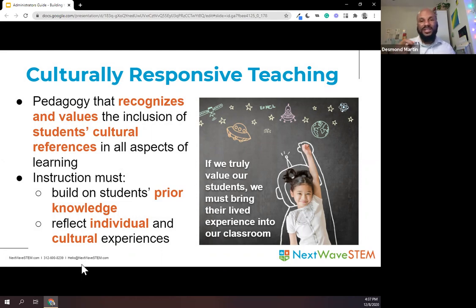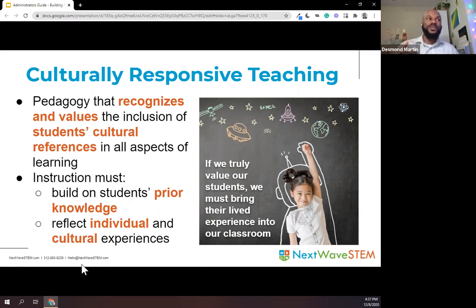We want to also teach responsibly, because at the end of the day, it increases our students' agency. That's something we don't include in slides, but that becomes really important. When we think about culturally responsive teaching, what we're saying is that pedagogy recognizes and values cultural references from different perspectives.